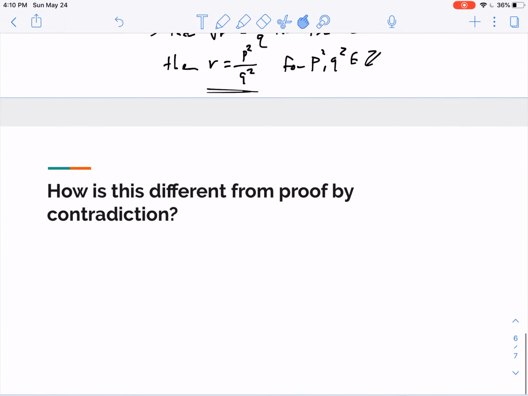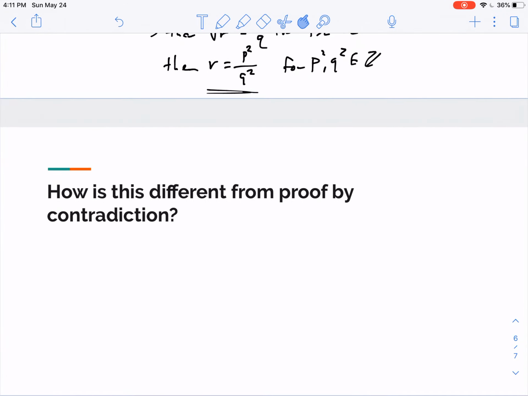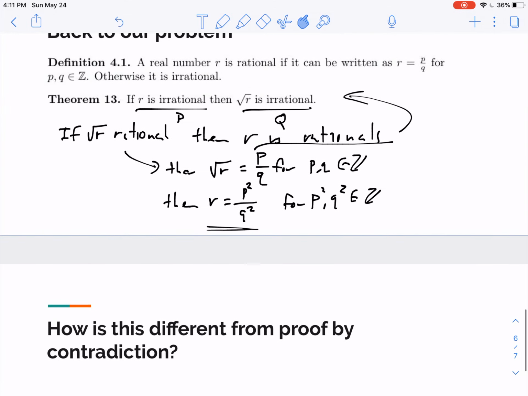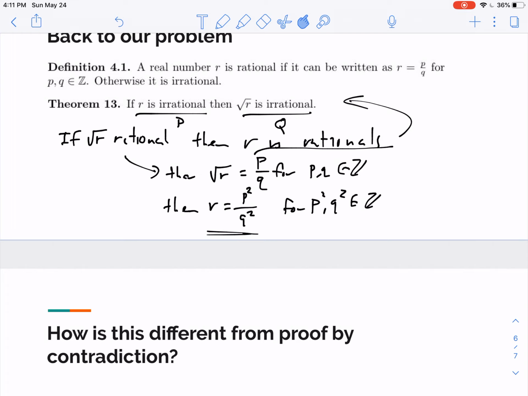That's really the end of the content for today, but I did want to answer one question that sometimes comes up, which is: how is this different from proof by contradiction? Because in the previous problem, we could have proceeded by proof by contradiction. We would have said, assume R is irrational, and then suppose towards a contradiction that square root of R is rational. And then we would have concluded that R is rational, and that would have been a contradiction. But the actual math that we did would have been the same thing.